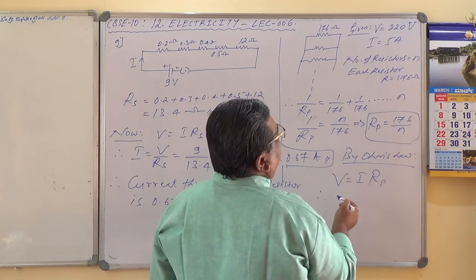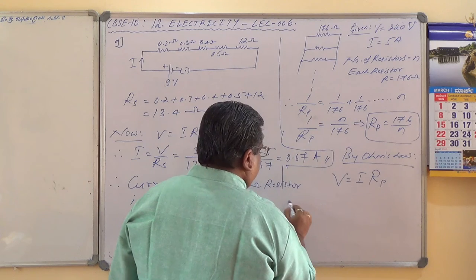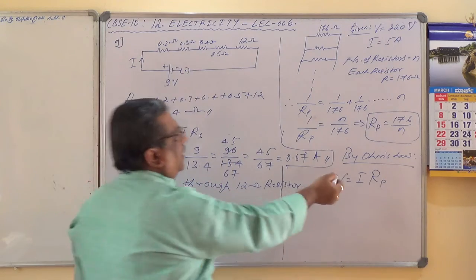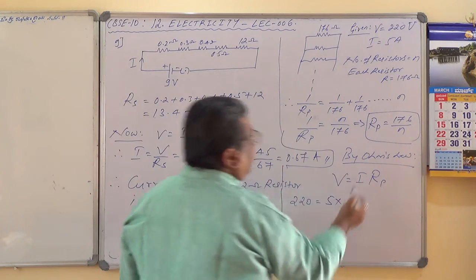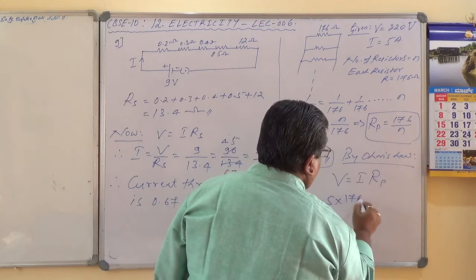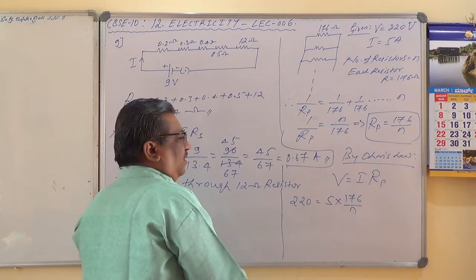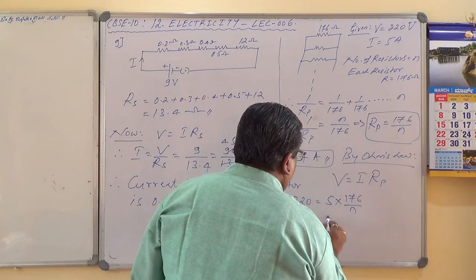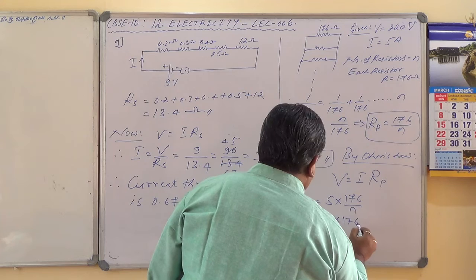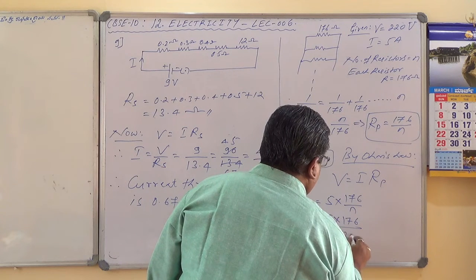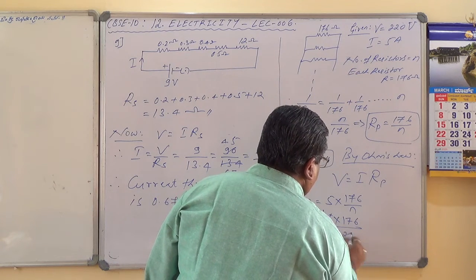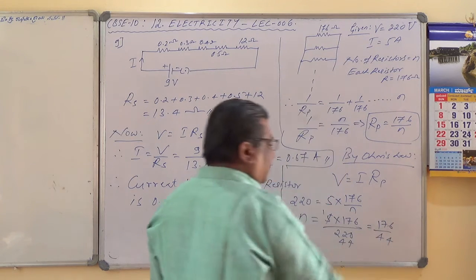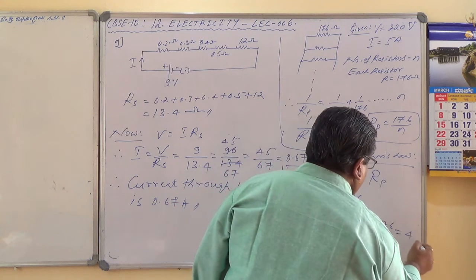So what is voltage here? Let us substitute the values. 220 equals, what is the current? 5 amps into Rp which is 176 by N. What is that you have to find out? N, the number of resistors. So N equals 5 into 176 divided by 220, which equals 176 by 44. I think 4 is possible. Check it. N equals 4.